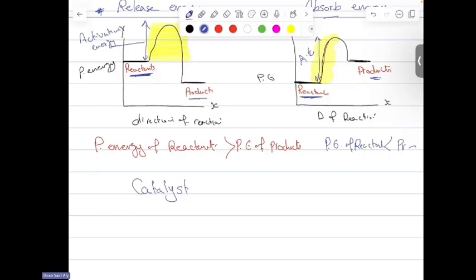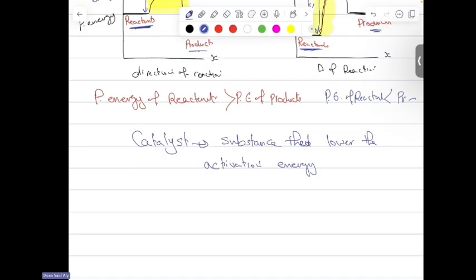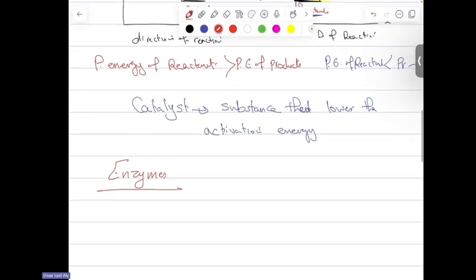Catalyst is a substance that lowers the activation energy, and in the bodies of the living organisms they have natural catalysts. These catalysts that are made in the cells of the living organisms, we call them enzymes. So what are enzymes?